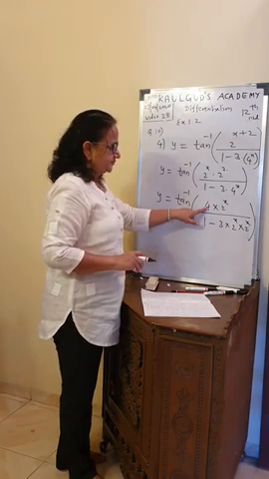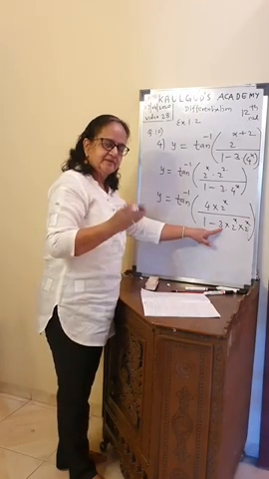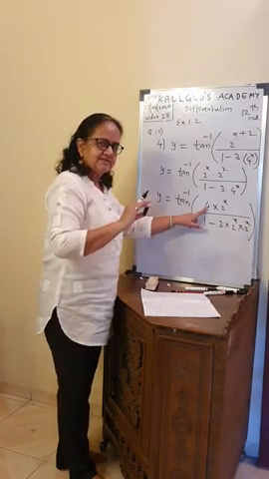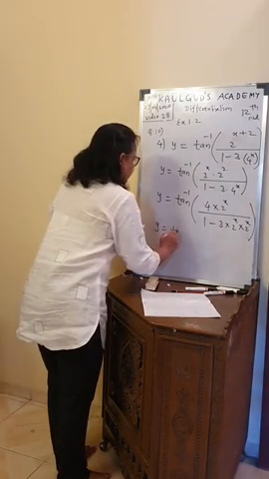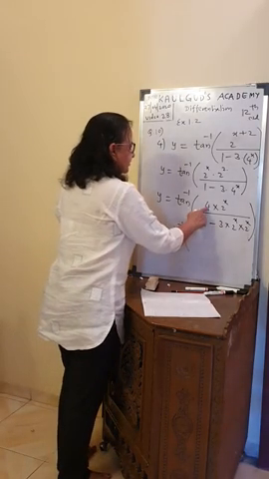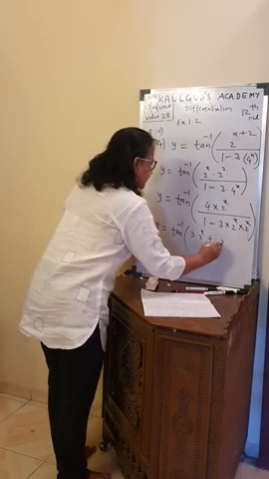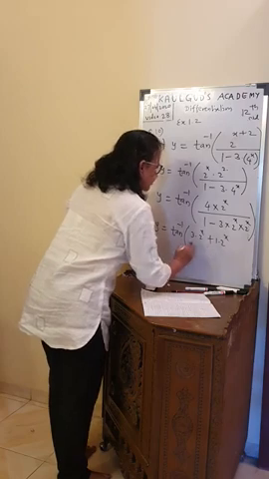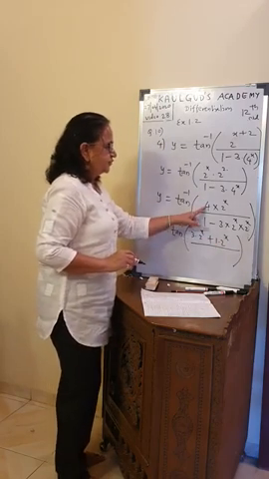Now 4. This number is 3. What are the factors of 3? 3 into 1, 3 and 1. And 4 I can write as 3 plus 1. So let us try that. I will write the numerator as, this is 4 times 2 raised to x, I write 3 into 2 raised to x plus 2 raised to x. Actually it is 1 into 2 raised to x. So 3 plus 1 will make it 4.